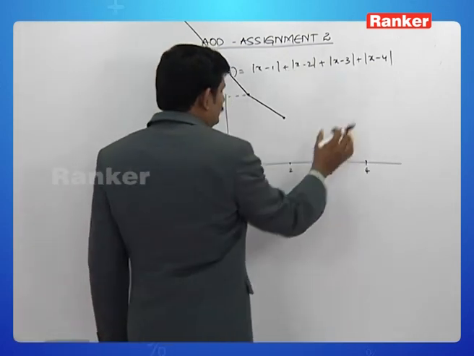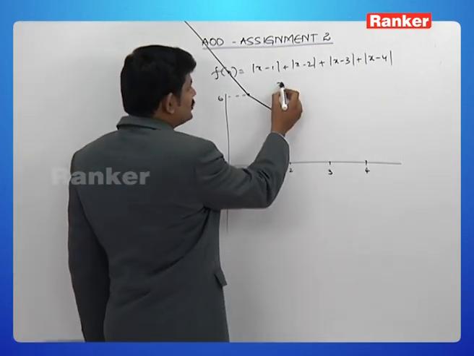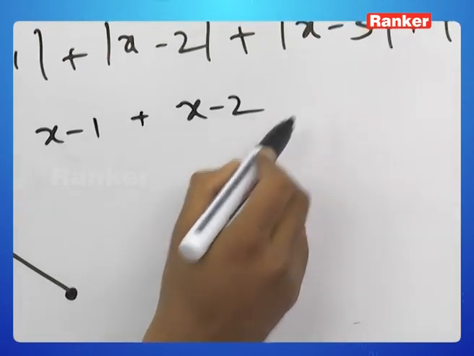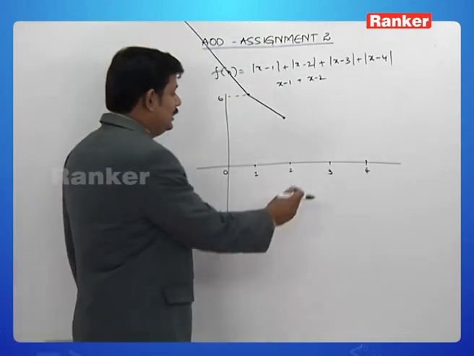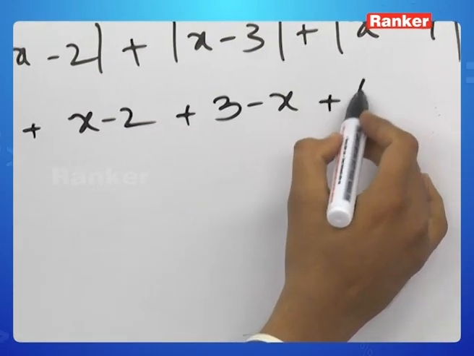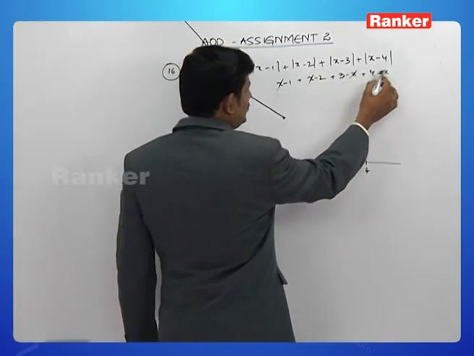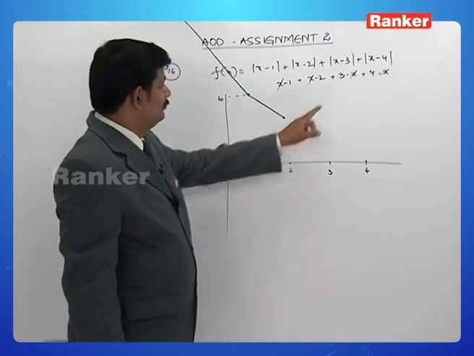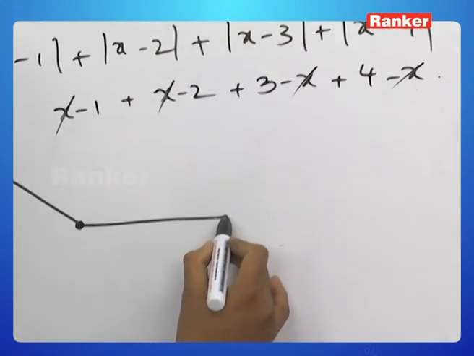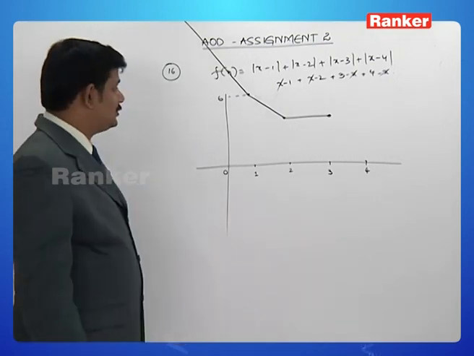Let us look at the function between 2 to 3. When x is between 2 to 3, x minus 1 is positive. So mod x minus 1 is x minus 1. x minus 2 is also positive. So mod x minus 2 is x minus 2. x is between 2 to 3, x is less than 3. So mod x minus 3 will be 3 minus x. Mod x minus 4 will be 4 minus x. We can see this x gets cancelled. 7 minus 3, that makes it 4. So it's a constant function 4 from 2 to 3.